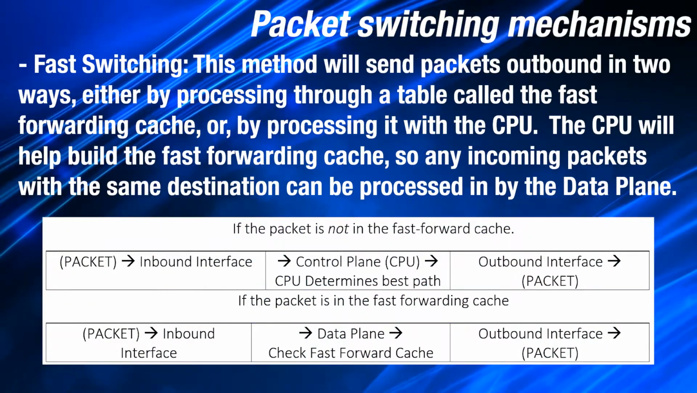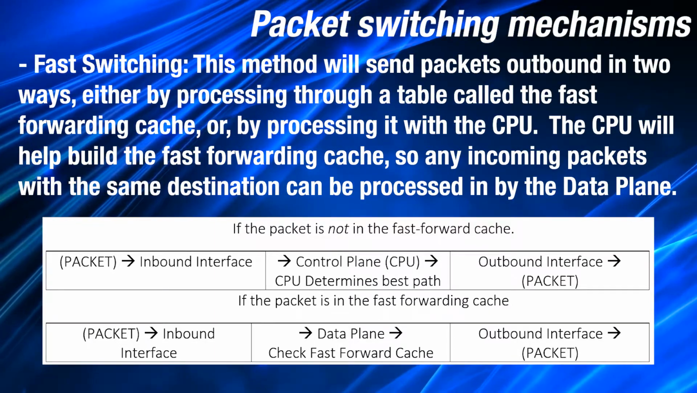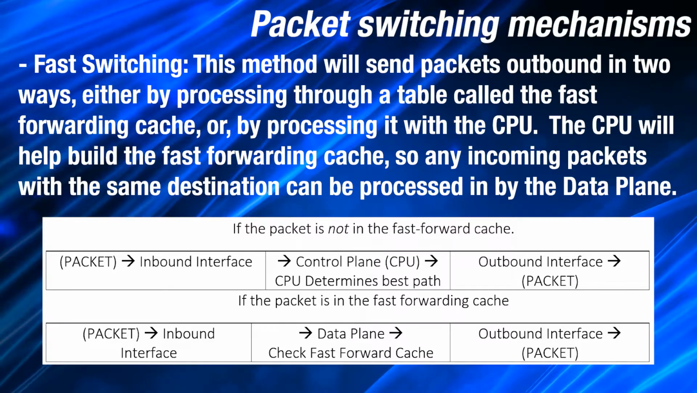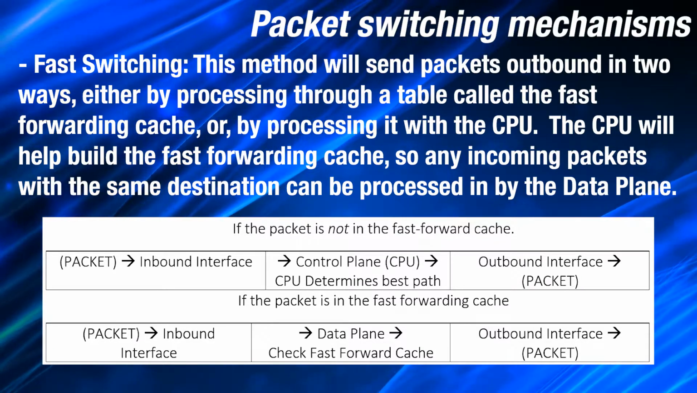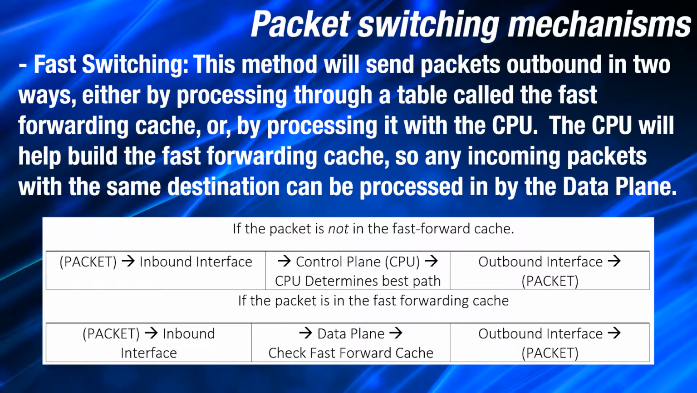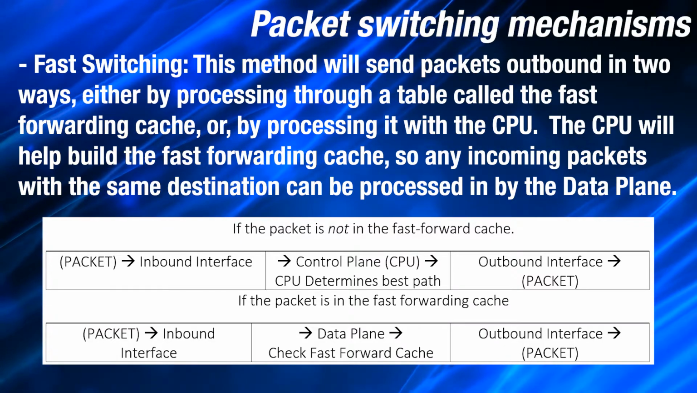Fast switching is a more common method. The packet arrives, is forwarded to the control plane. The CPU will attempt to match the destination with a cache. If it's unable to match, it will handle the packet just like process switching. Otherwise, it'll send it using the fast switching cache. If another similar packet arrives, it'll send it immediately without going to the control plane.